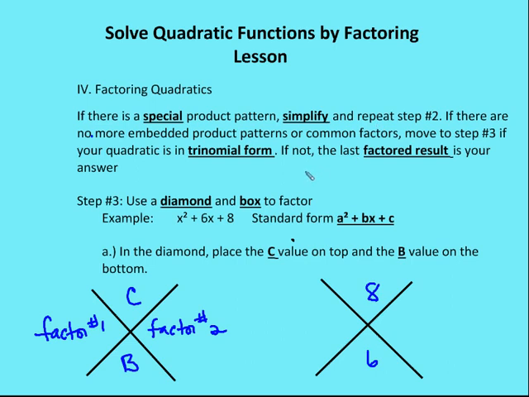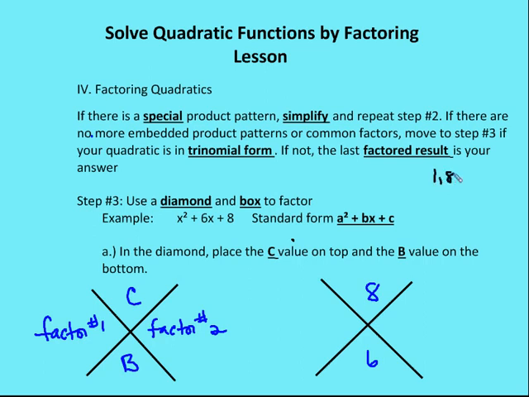Okay, so in the diamond and box process, we're going to put the c value on the top, and the b, remember b goes on the bottom, b for bottom, on the bottom of the diamond. So c is on the top, b is on the bottom. We're going to take the factors of c that add to b. Let's figure out the factors of 8 that add to 6. So I have 1 and 8.